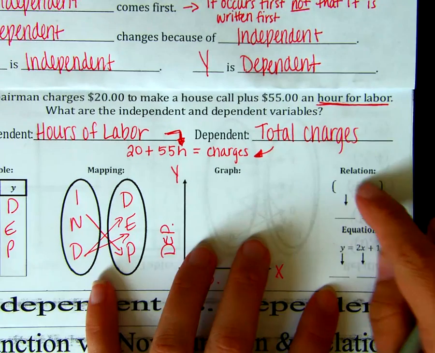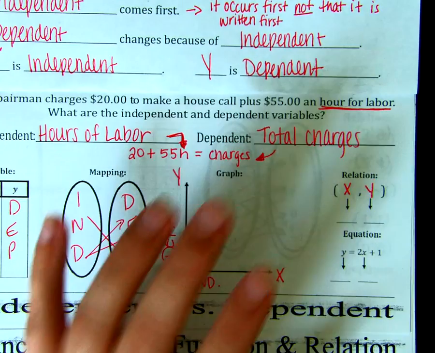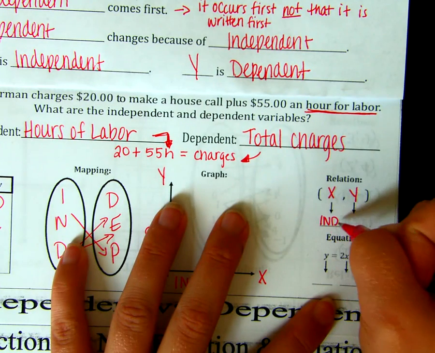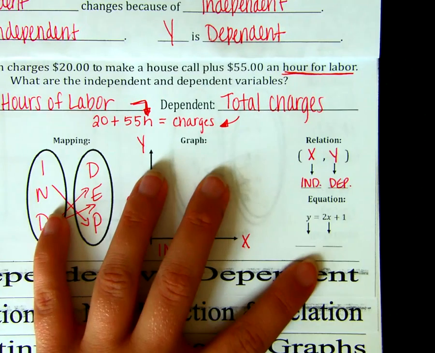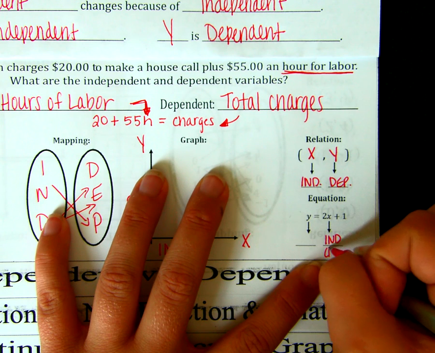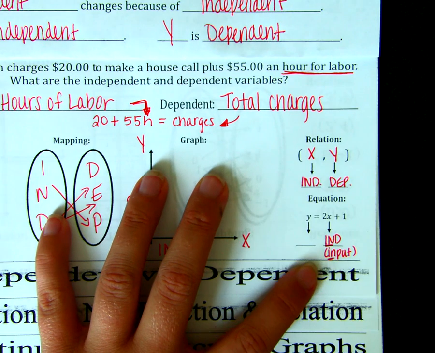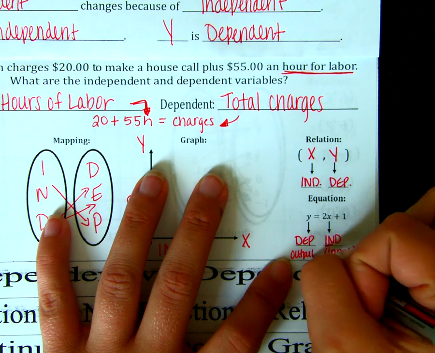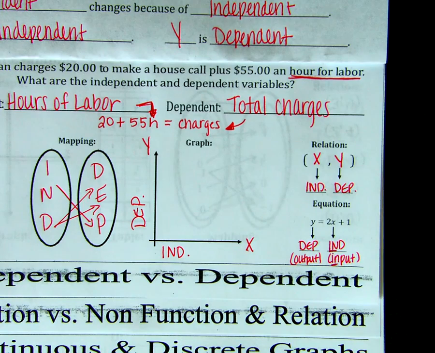A relation. Some of y'all don't even know what a relation is. A relation is just an x and y. It's just a relationship between x and y. Your x is your independent. Your y is your dependent. An equation, you should know this. Your x is your independent. That is your input. And your y is your dependent. That is your output. It's your answer. Okay? So that's enough for independent and dependent.